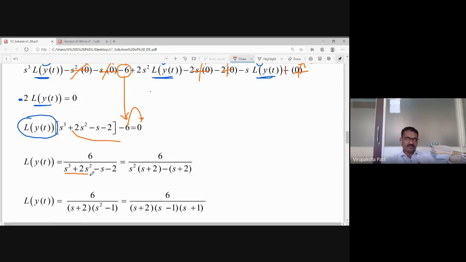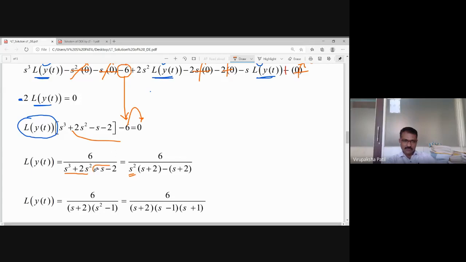If you just observe these two terms, the partial fraction method is applicable here. S cube means you should get three factors. Let us check here. The first two terms contain s cube and s square, so I will take s square common. If you take s square common from the first two terms, you are left with s plus 2.